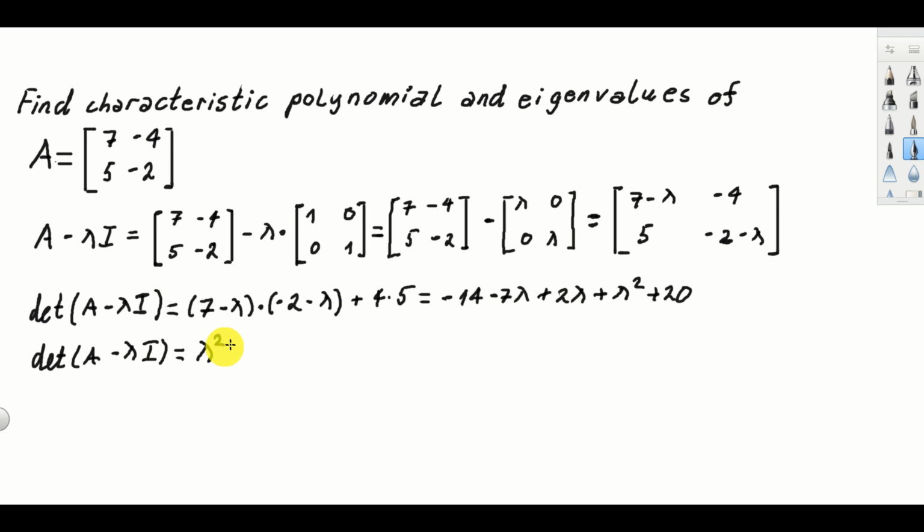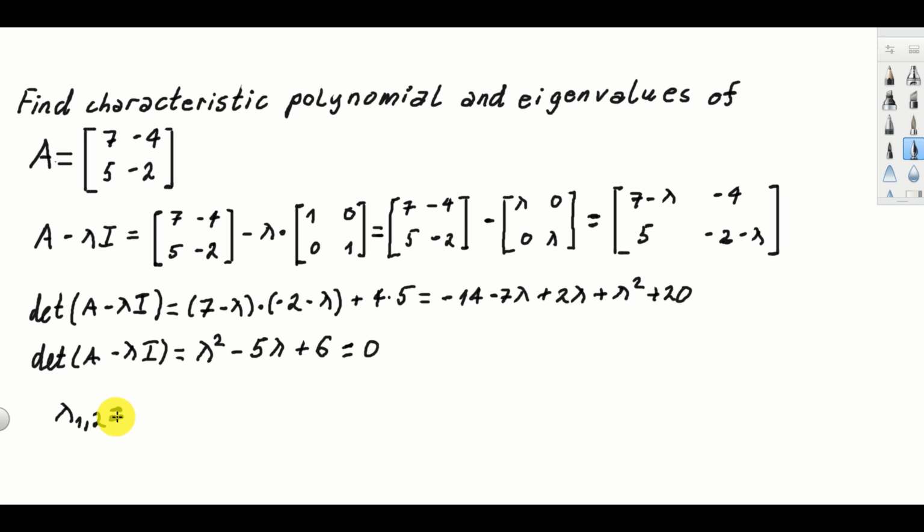Finally, our characteristic polynomial, the determinant of A minus lambda I, is equal to, let's group terms together, lambda squared from this part over here, then minus 5 lambda, and plus 6. And this is our characteristic polynomial. As you can see, it's a polynomial in lambda. Next, let's compute the eigenvalues. The eigenvalues are computed as zeros of the characteristic polynomial. So we will set the characteristic polynomial to 0, and we will compute lambda 1 and lambda 2.